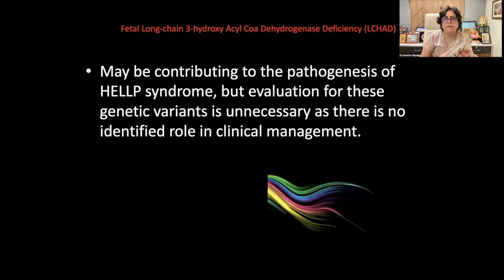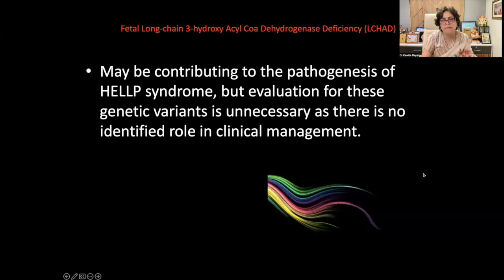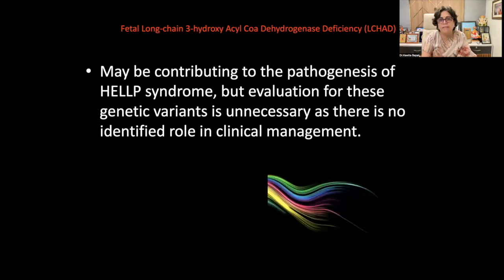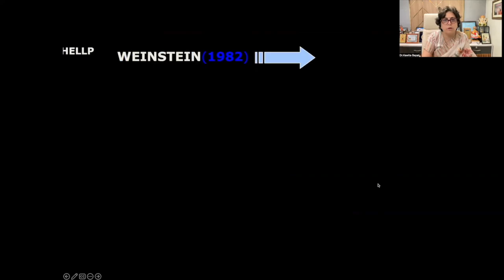Beta long chain 3-hydroxyacyl dehydrogenase deficiency, LCHAD, may contribute to the pathogenesis of HELLP syndrome. But evaluation for these genetic variants is unnecessary and there is no identified role in clinical management. So we can say that HELLP syndrome may be there because of LCHAD. This can be one of the genetic mutations that is the reason, but it is not always there.